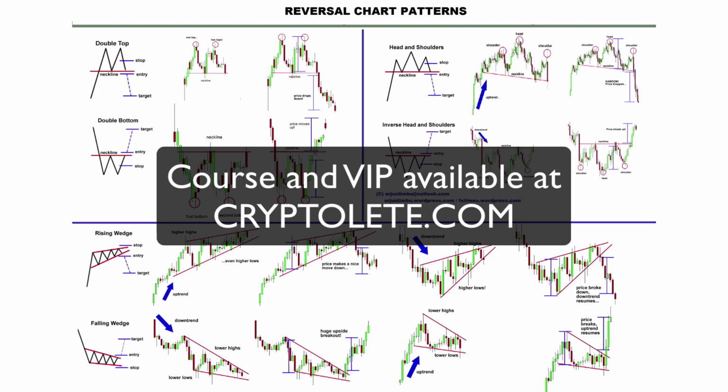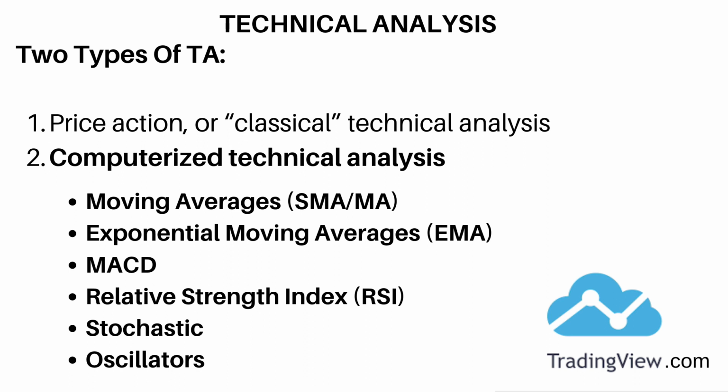So what we just covered was price action and classical technical analysis. The other type of technical analysis that I said was computerized technical analysis. Along with these chart patterns that you could visually see and create, there are actually computerized indicators that can help aid in your analysis. There's way too many indicators to count, but the main ones are the moving averages. So these are the simple moving averages, and there's the exponential moving averages. And then there are other things like the MACD, the relative strength index, or the RSI, stochastics, different oscillators, and so many more indicators.